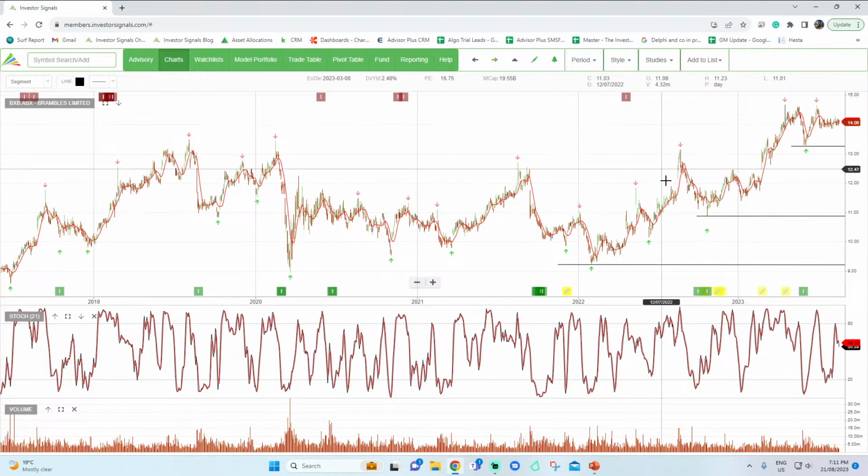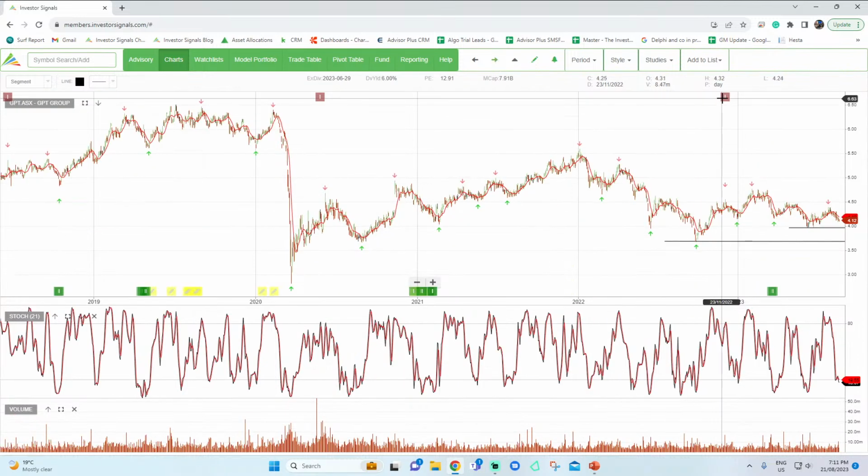Brambles, switch from sell conditions there into buy, so I've had this in the portfolio for a while now, but performing very well. GPT, switch from sell conditions into buy.